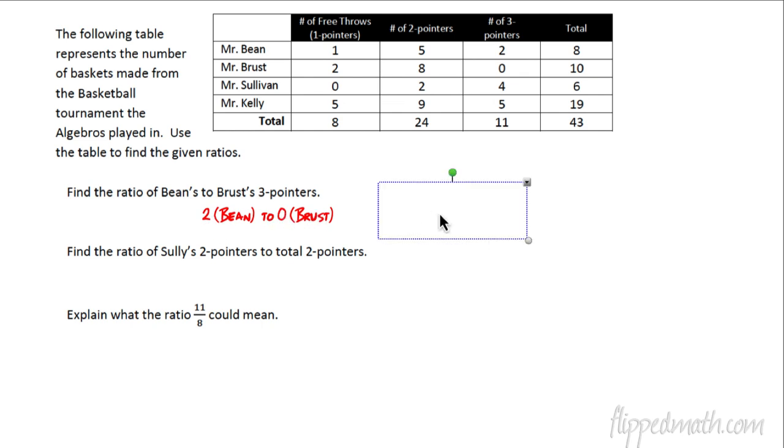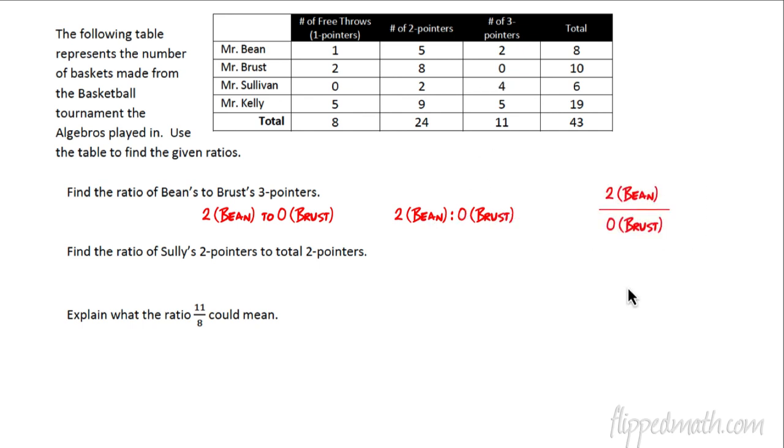Now, some of you are like, what if I want to use a colon? There's the colon: 2 3-pointers for Bean to 0 for Mr. Brust. But what if I want to use a fraction? All of these are perfect answers. You don't have to do all of them. You can just pick one. I'll probably just stick to words from now on, but you should be familiar with the colon and the fraction too.